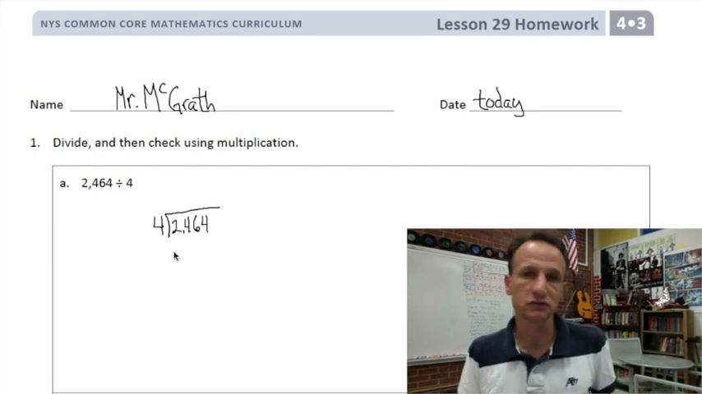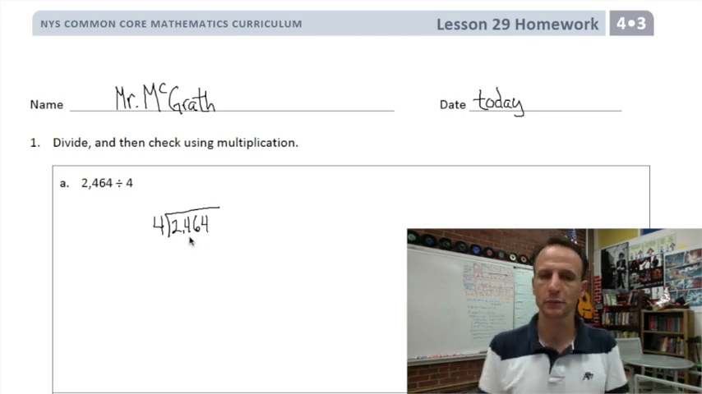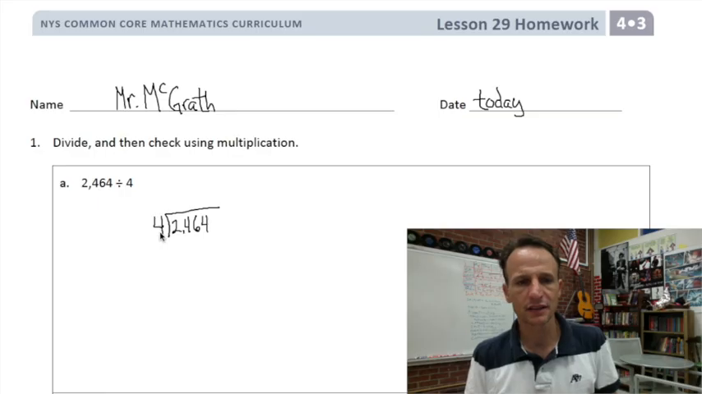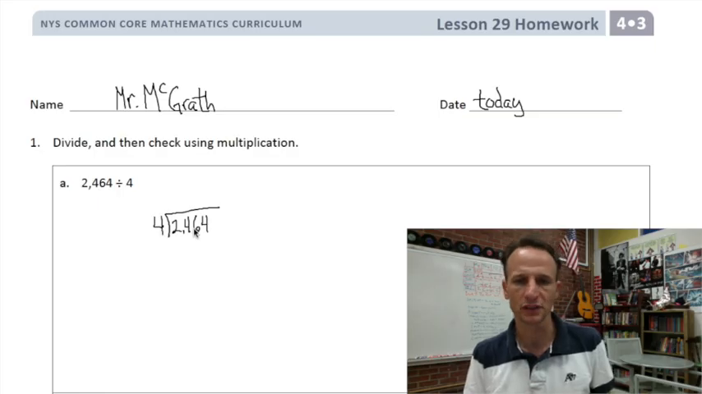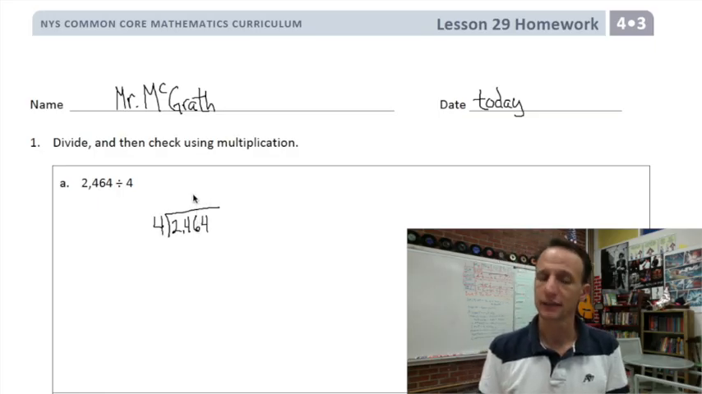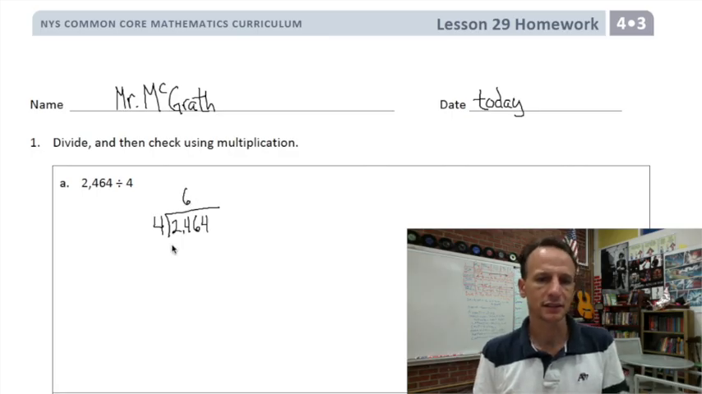We have 2,464 divided by 4. We look at this, and of course we cannot ask how many 4s in 2. There aren't any, but we can ask how many 4s in 24. Yes, there are 6. And why is that? Because 6 times 4 is 24.